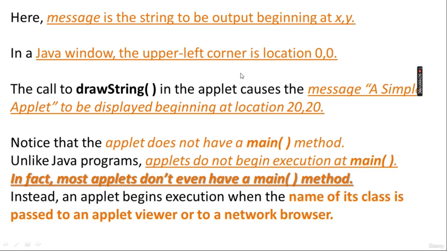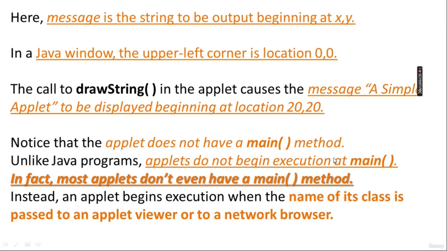In a Java window, the upper left corner is the location 0,0. So whatever x and y you are giving, measured from left 0 and up 0, the position will be calculated, and at that particular position your string will be displayed. The call to drawString in the applet causes the message "A Simple Applet" to be displayed beginning at the location 20,20. Notice that the applet does not have a main method.